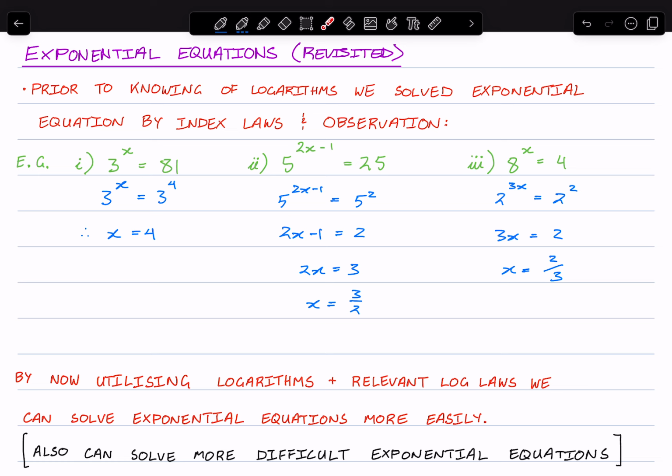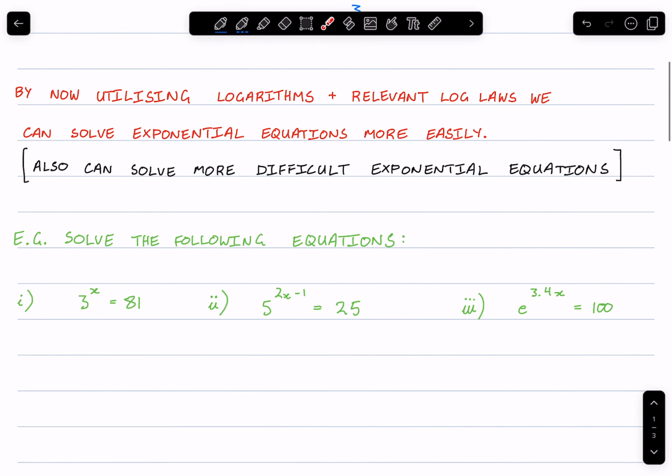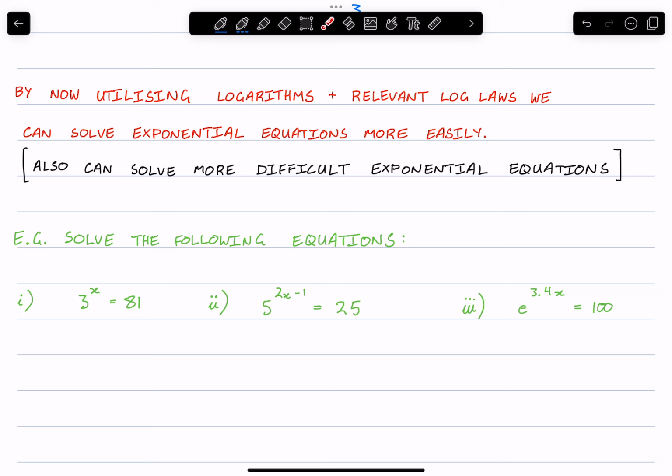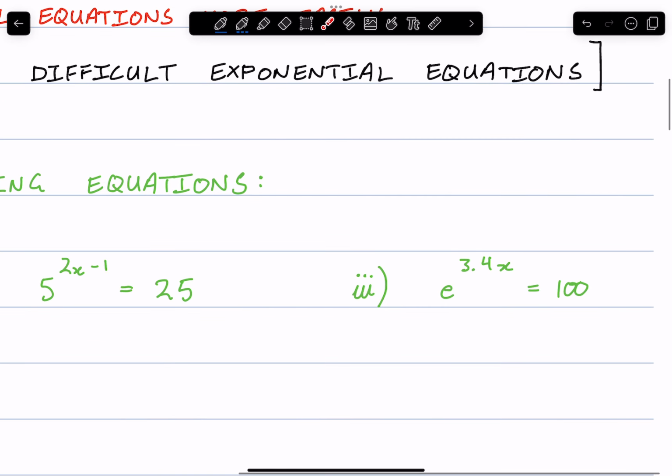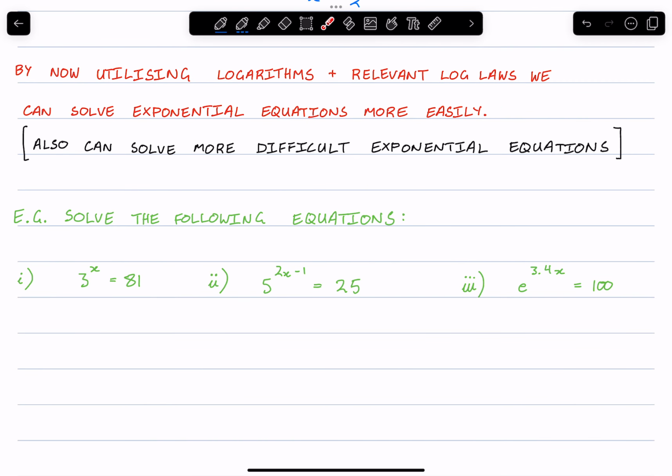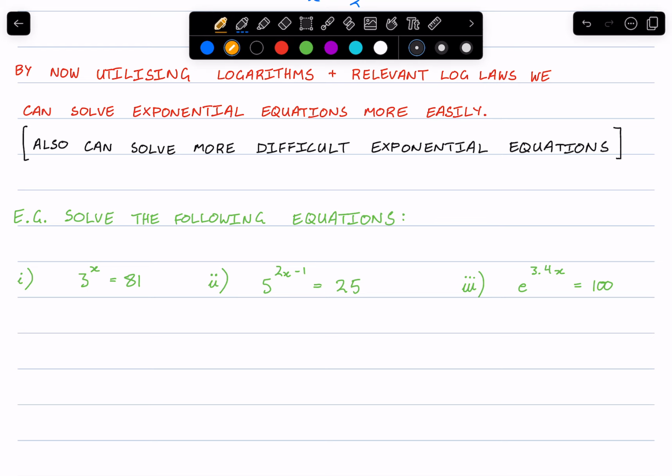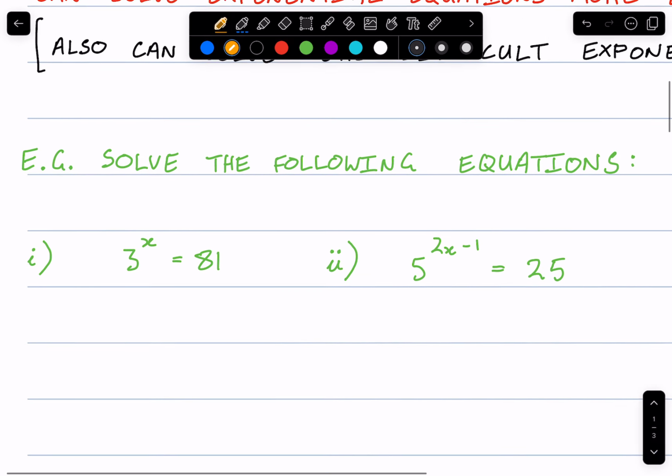But by now utilizing logarithms and other log laws, we can actually solve exponential equations more easily and solve more difficult exponential equations, such as this one, where we can't change the base to the same thing. For example, we don't know e to the power of something giving us 100. So for this, we would definitely have to use log laws. So here's how we do this. And so you can pause at any time and give this a go once you understand the concept.